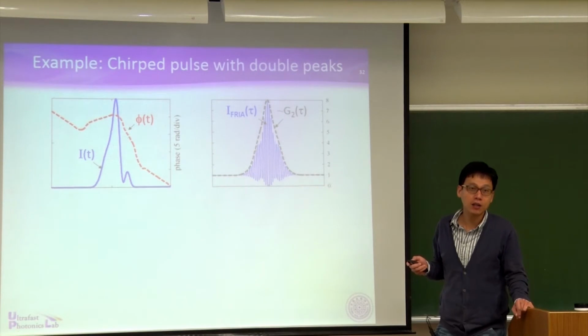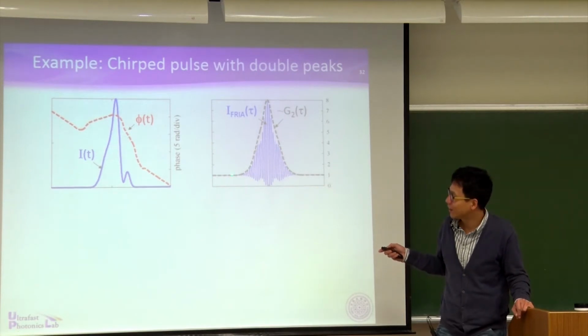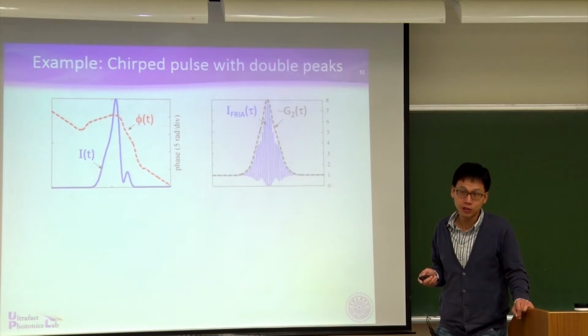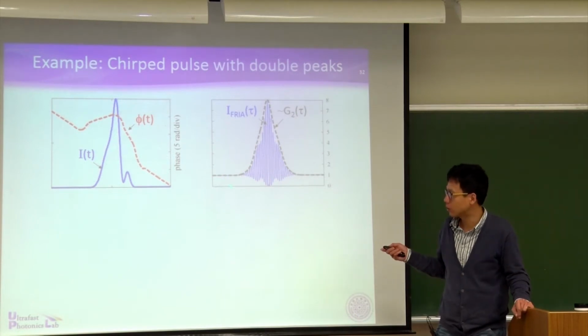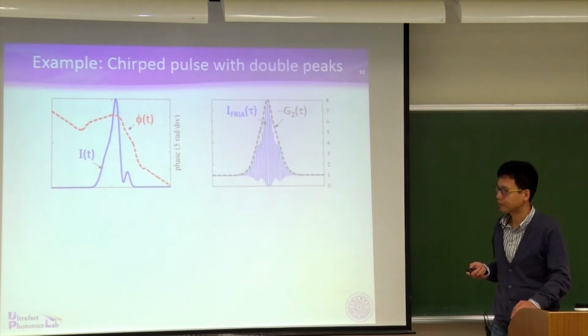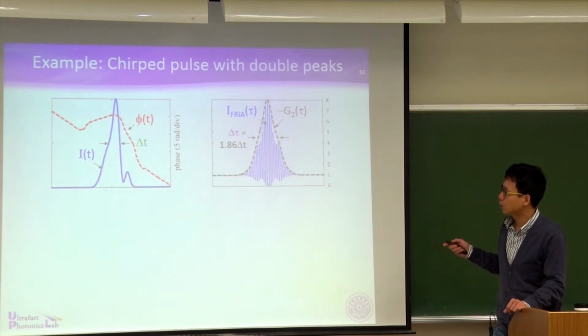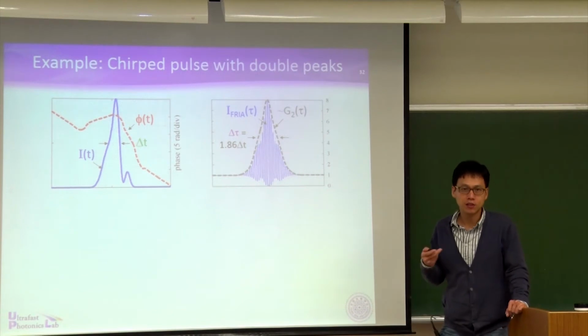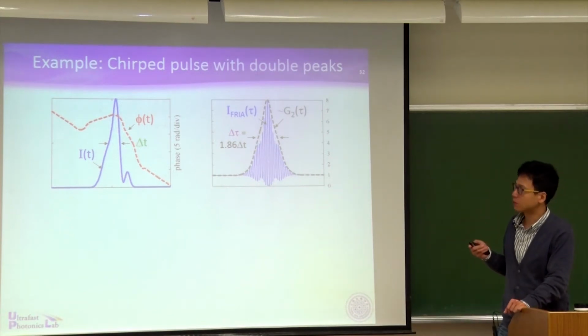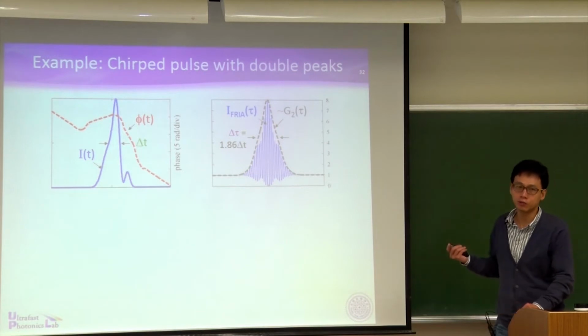And where is the constant term? Here, right? Even when the delay is very large, the constant term gives you some background. If you compare the width of the G2 function and the width of the signal pulse, you can see they are different. In this specific example, the correlation width delta tau is 1.86 times delta t. Delta t is the FWHM of the signal pulse. So they are different.